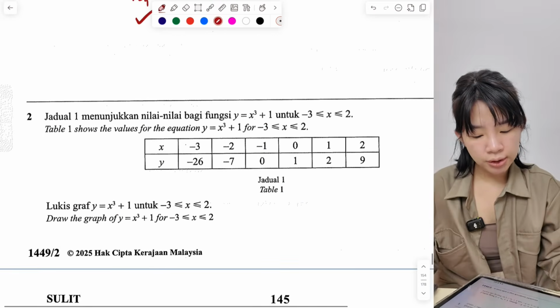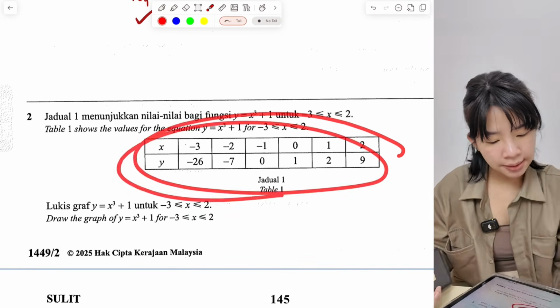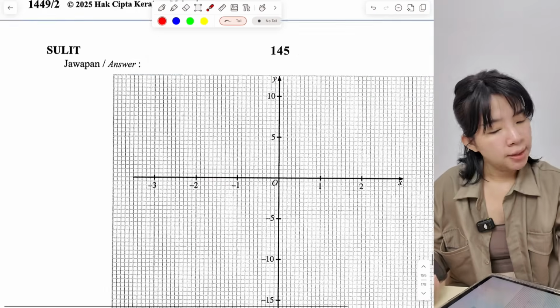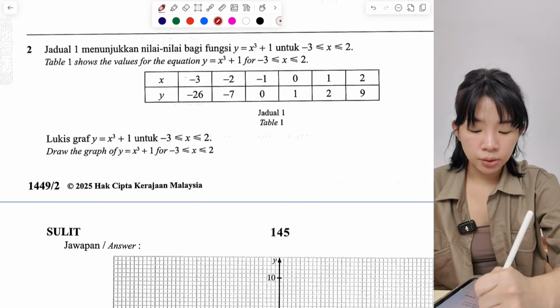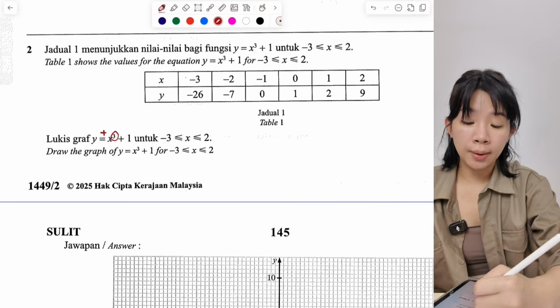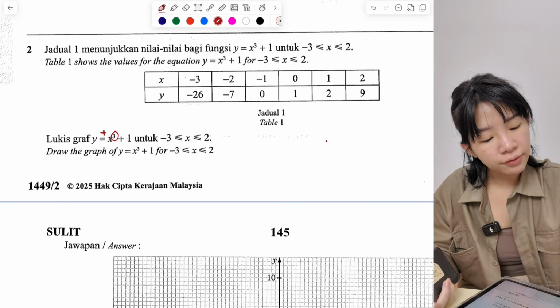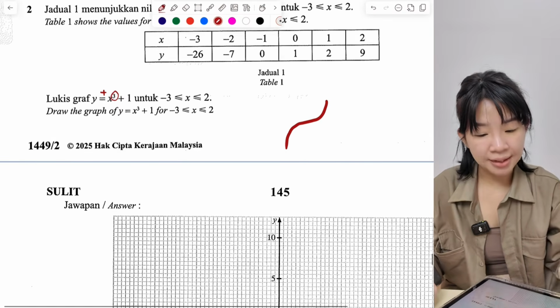Okay, question 2. You just have to draw a graph. They give us all the values, so follow this table and plot. Now, what graph are you expecting? When you see the equation, you will know. This is a cubic graph and it is a positive cubic graph. When it is a positive cubic graph, the graph will start from the left-hand side and go up, then down. Okay, you will get something like this.